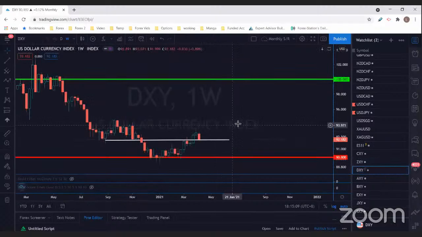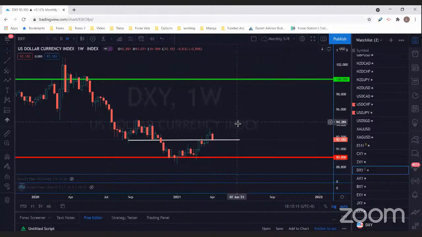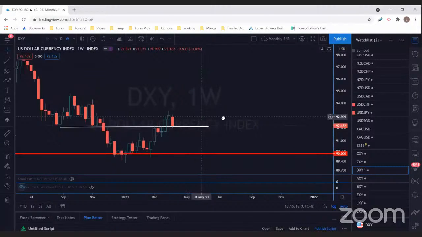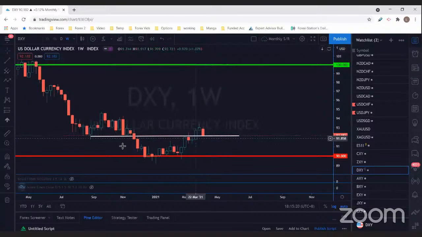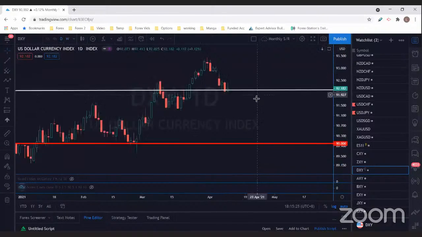Now DXY, the dollar index, is a bit confusing for me for this week. I've got to admit that. When price broke up, it didn't stay above for a very long time. Now it's been retesting a short-term horizontal level for me. So this coming Monday, let's have a look at the daily charts.